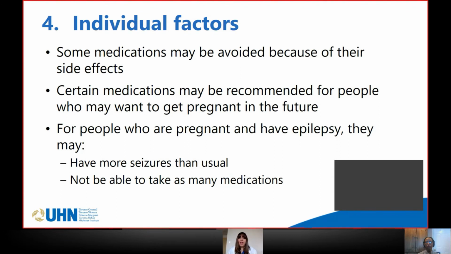pregnancies. And then for women who are pregnant, we need to consider things like seizure control could sometimes change because of the fluctuation in hormone levels, and that ideally we would want patients to be on as few medications as they could be during this time to prevent any unnecessary risk to the fetus.